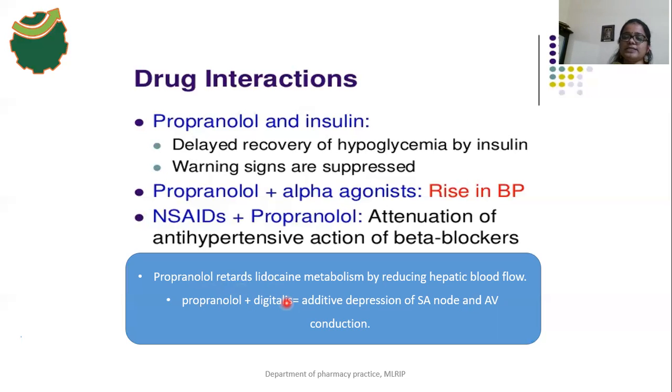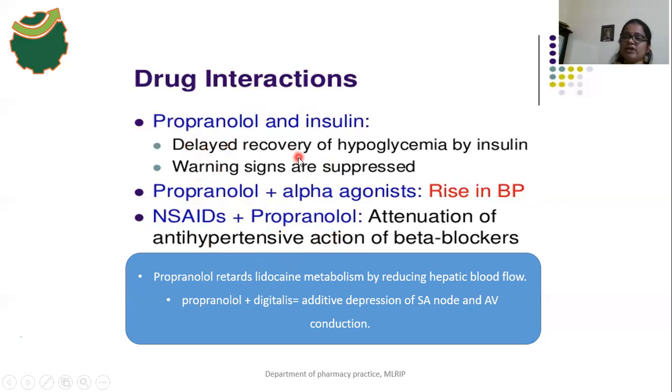The severity of the depression of the SA node increases, and total block of AV conduction also occurs. That's why propranolol should not be used along with digitalis, lidocaine, or NSAIDs, and not along with alpha agonists. If it is used along with alpha agonists, the BP increases. And when propranolol is used along with insulin, what will happen?